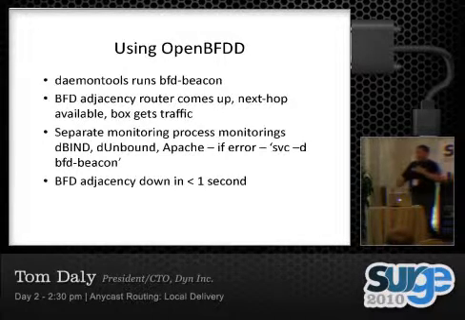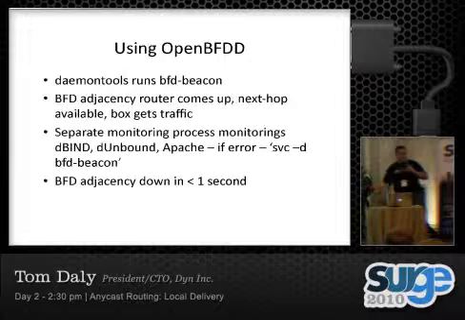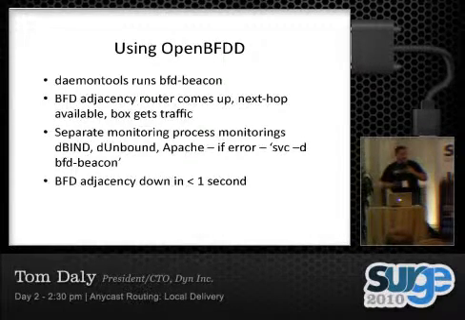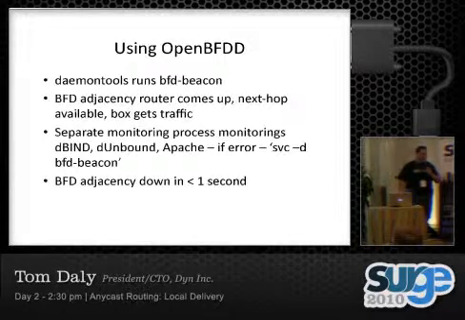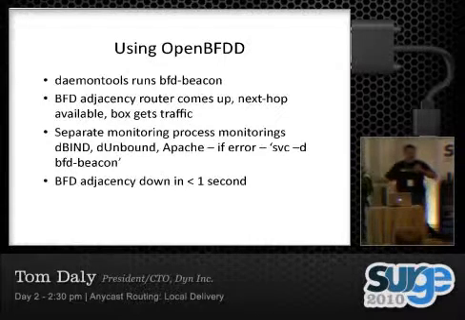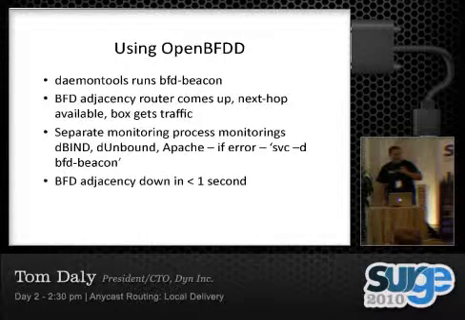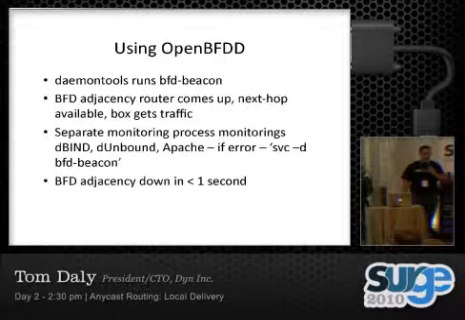So how does this work? Well, we have data tools run BFD beacon. BFD beacon comes up, it forms an adjacency to the router. The router says, cool, I have a next hop available to me. I'll start load balancing traffic to that next hop. And then we have a separate monitoring process that's checking BIND or Unbound or Apache or whatever our service delivery engine is. And if it detects a problem with that service delivery engine, it just runs SVC minus the BFD beacon and tears the BFD beacon down. The router goes, hey, I can't forward packets there anymore. These little check packets I'm forwarding. So I'm going to tear the next hop down. Traffic leaves that box. Things move on.